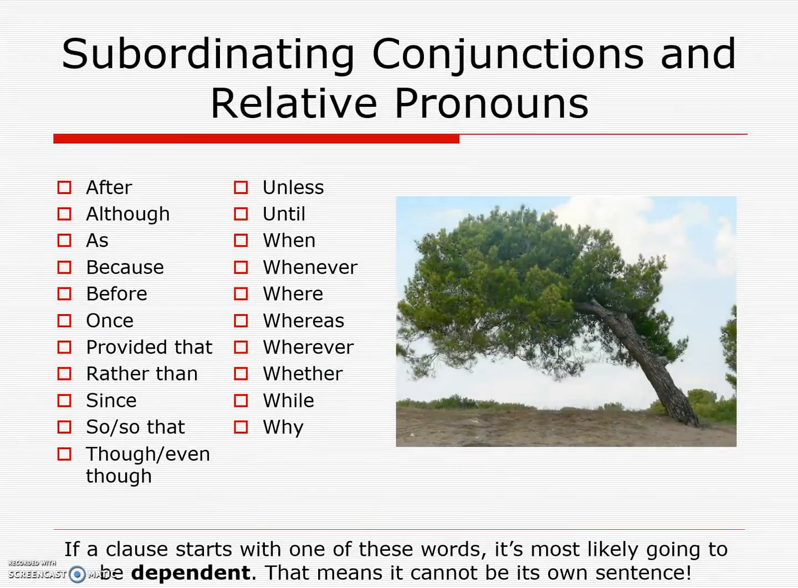Typically, this occurs when writers begin a clause with a subordinating conjunction or relative pronoun and then do not connect that introductory clause to a main or independent clause. So if you begin a clause or a sentence with one of these words, make sure that you are connecting to an independent clause somewhere down the line. Otherwise, you've probably created a sentence fragment.